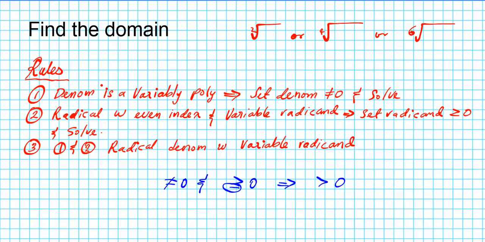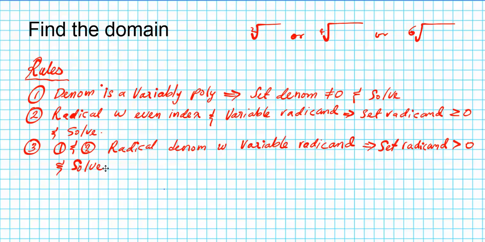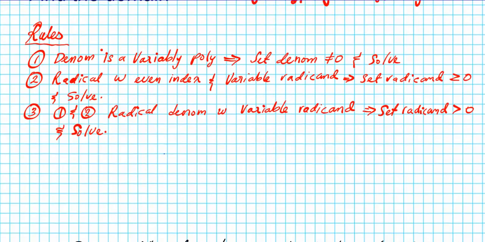All right. So the approach for rule 3 is a combination of 1 and 2. So in this case, what you do is you set the radicand to greater than 0, a combination of these two, and solve. So that's how you deal with radical denominators where the radicand has a variable. All right, so with those rules in mind, let's go ahead and take a look at problem number 4.